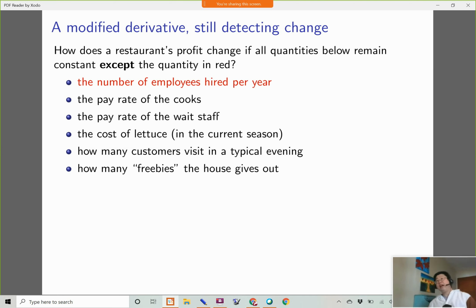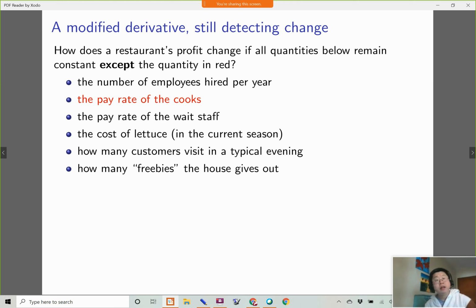So instead of hiring 2 employees per year, this restaurant wants to consider hiring another, like 3 employees per year instead of 2. Or let's go back and highlight a new quantity in red. Let's say the restaurant says, no, we couldn't afford hiring a third employee per year, so we're going to stick with 2 employees hired per year.